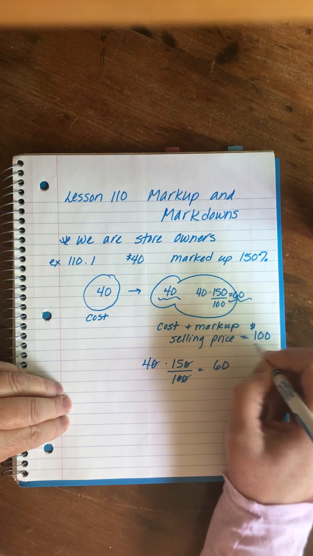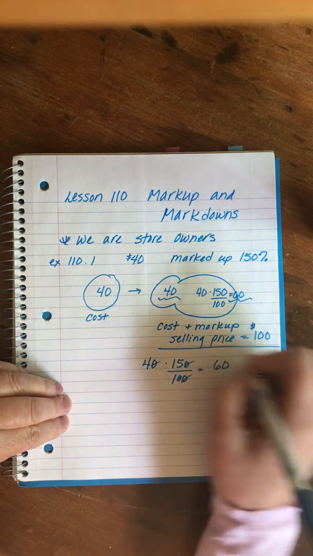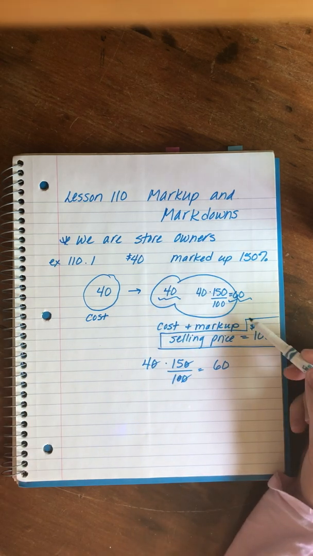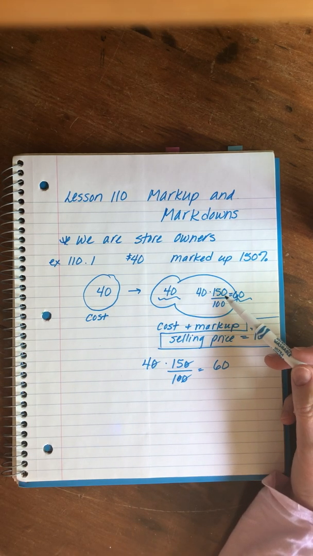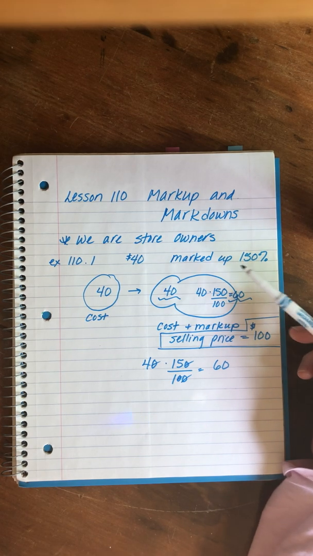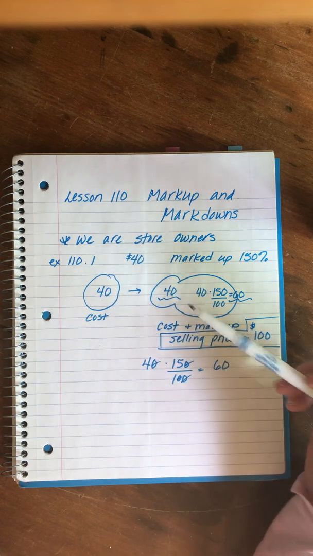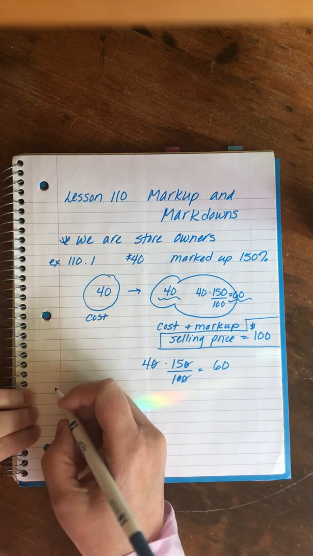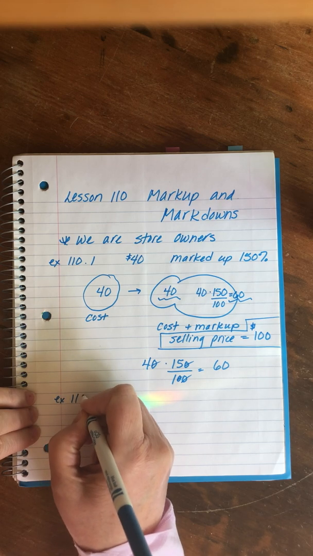Does that make sense? The hardest part of this is figuring out what the 150 represents. It's the additional amount he tacked on to the cost to come up with the price for customers. That's the hardest part, I think, of figuring these out. Let's do another one.